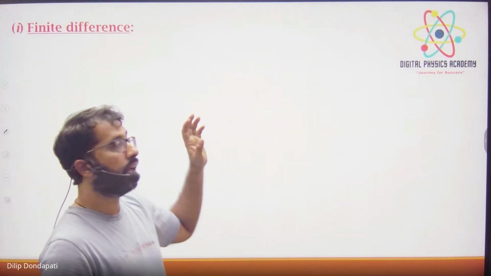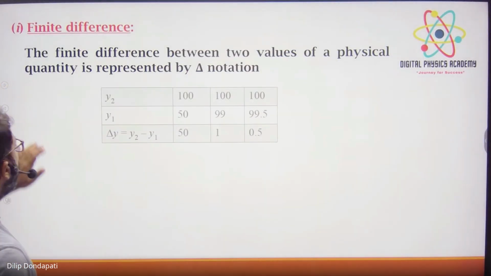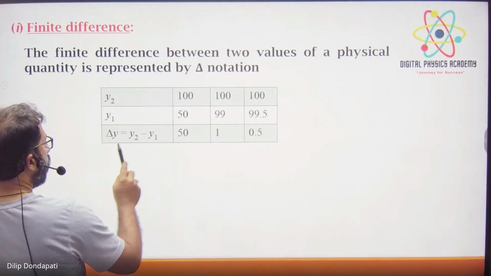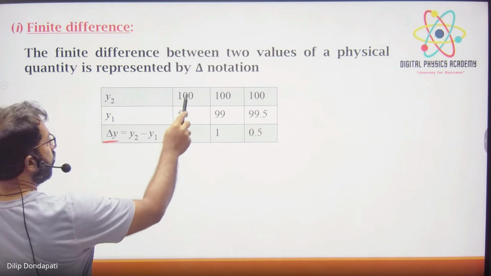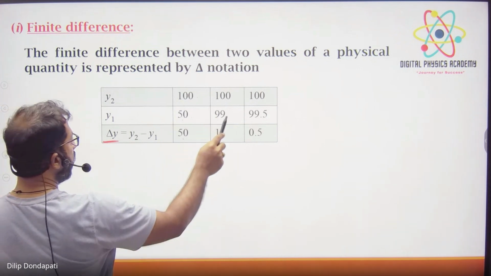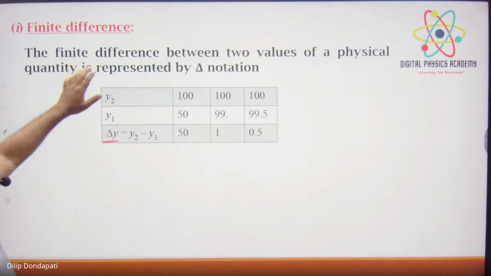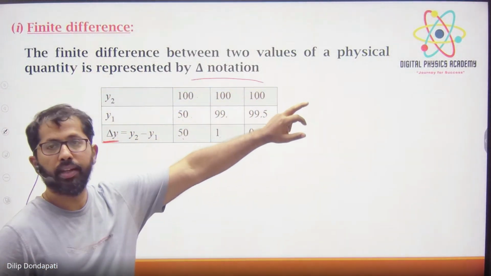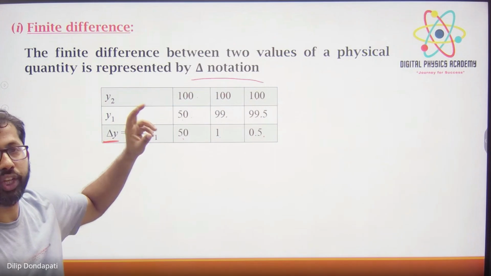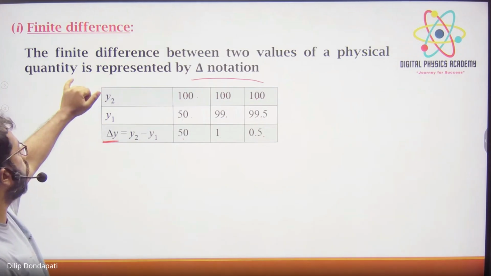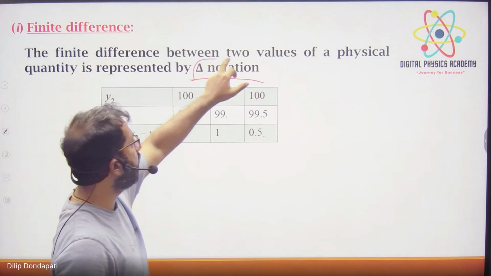Before differentiation we have to know the small difference. What is a finite difference? Look, suppose we have two values like 100 and 50. The change in y is nothing but 50. Another example: the change in y is 0.5. This we denote as delta. Delta means change in y. So this is a finite difference. A finite difference between two values of a physical quantity is represented by delta.